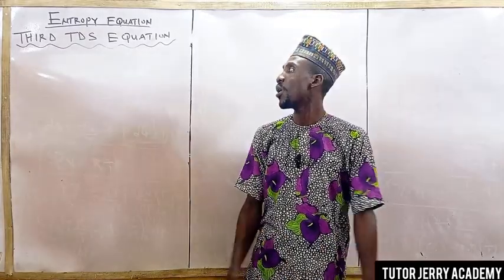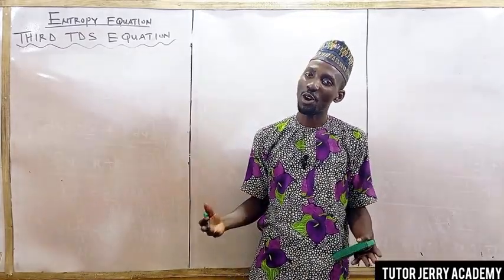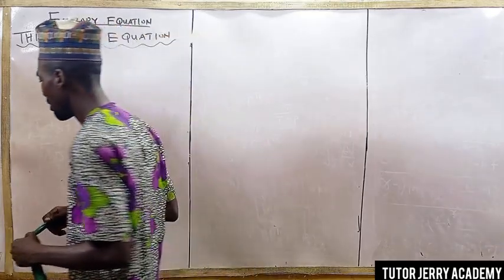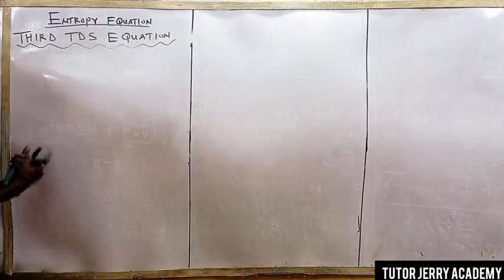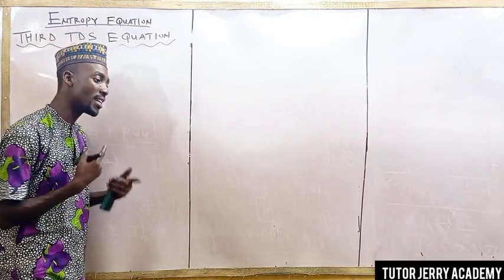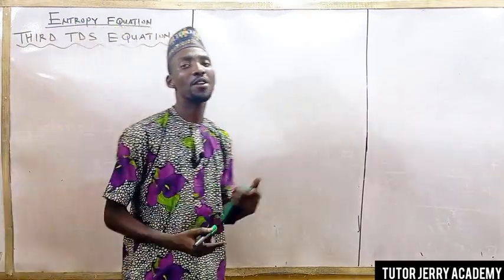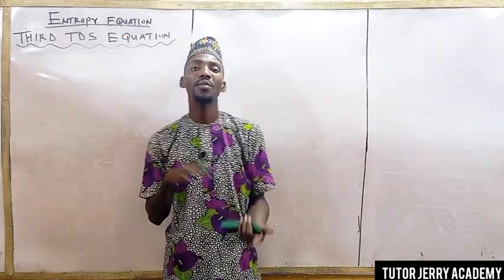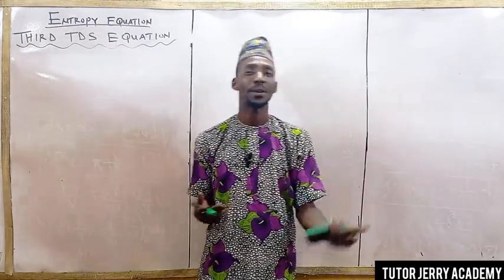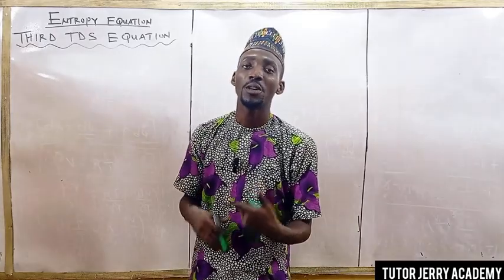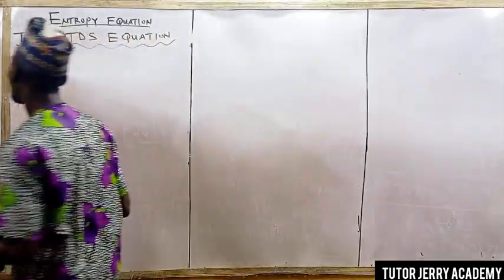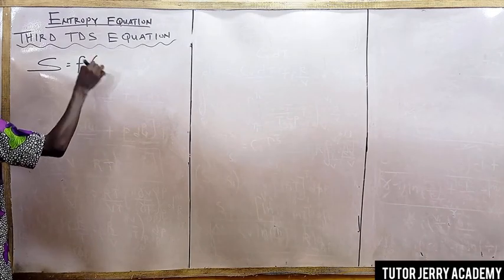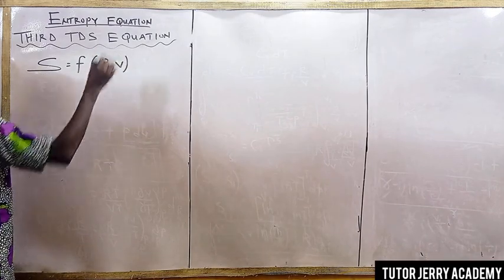Let's look at the third Tds equation. The first Tds equation, we said entropy is a function of temperature and volume. The second Tds equation, we said entropy is a function of temperature and pressure. So the third Tds equation, we say entropy is a function of pressure and volume.